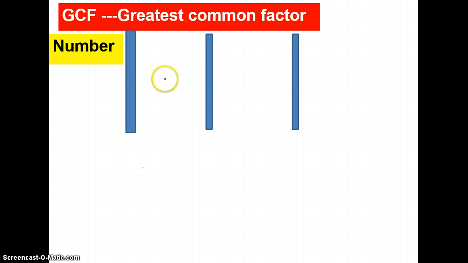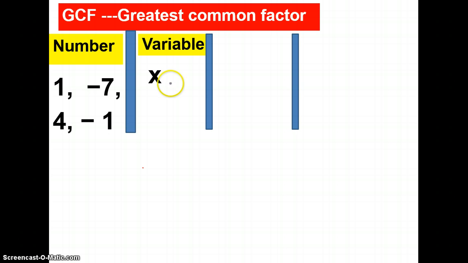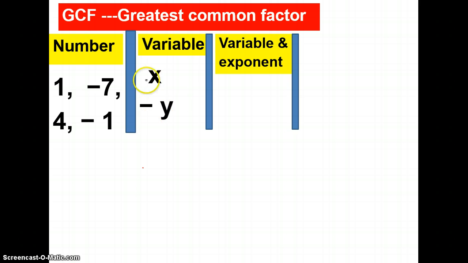GCF stands for Greatest Common Factor. And this could be a number, as you can see here. So it could be 1, it can be -7, it could be a negative number, it could be a positive number, and just another negative number. There's so many things it can be. It can also be a variable, such as x, or -y, or any other letters. It could also be a variable and an exponent, such as m to the third, anything to a higher power. It could even be a -n squared, another power.